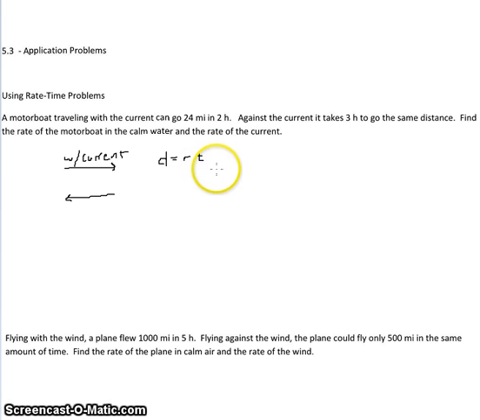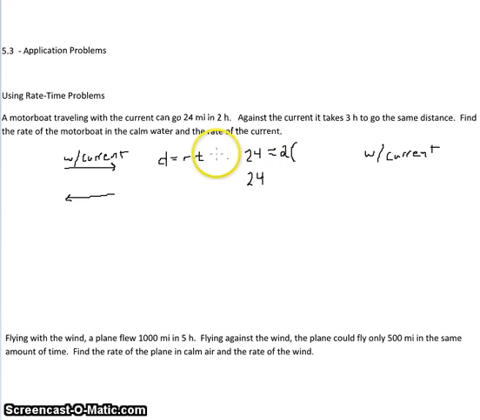Well, this is our formula for distance. It's rate times time. So to find this, we know the distance in each case. So that's 24. So we're talking about an equation that we can use with the current, and we're talking about one against the current. We have a time for each one of these. Okay? For the first one that is with the current, we know that the time is 2 hours.